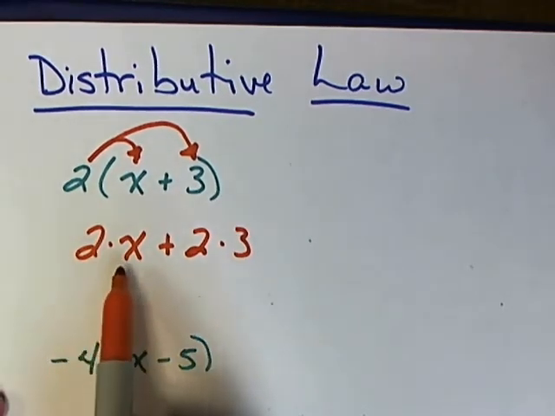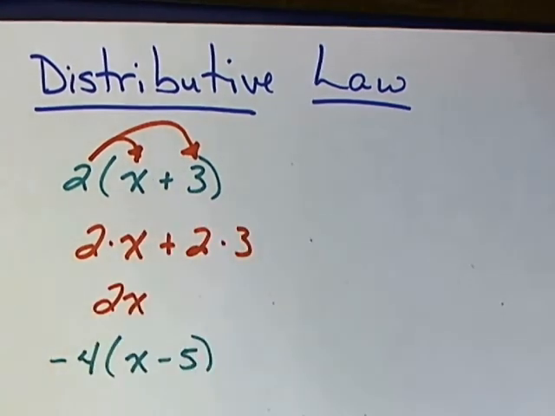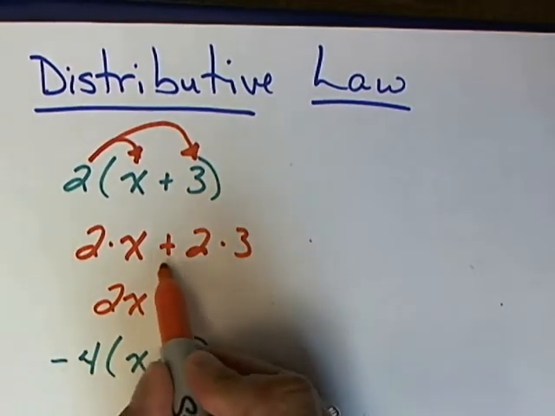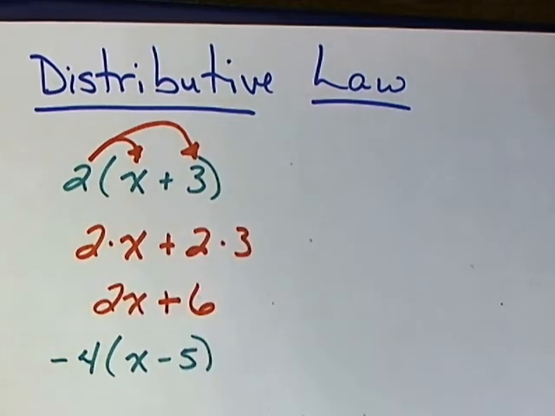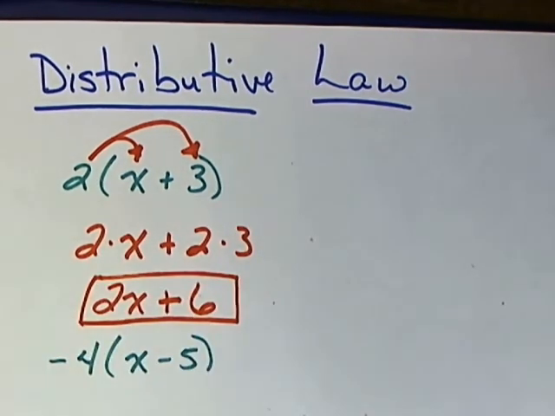When we have a number and a letter being multiplied together, we're allowed just to mush them together because we can tell the difference between a number and a letter and say that that must mean multiplication. Plus 2 times 3 we know as 6. So 2x plus 6 is your result for that expression. We're not solving anything, so it's not a solution. We just got rid of the parentheses by using the distributive law.